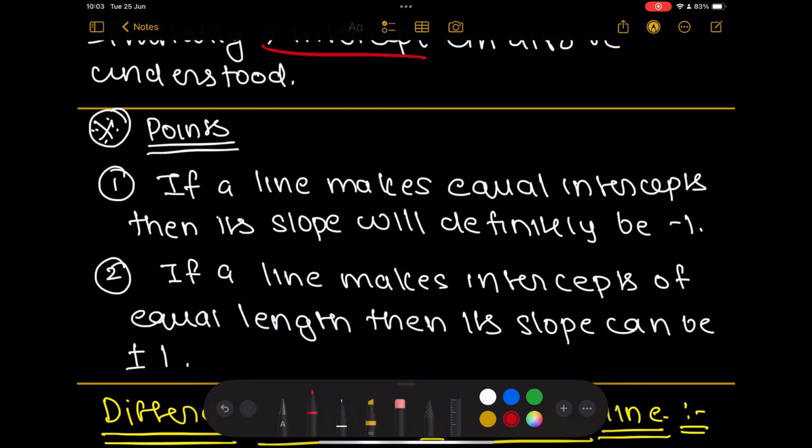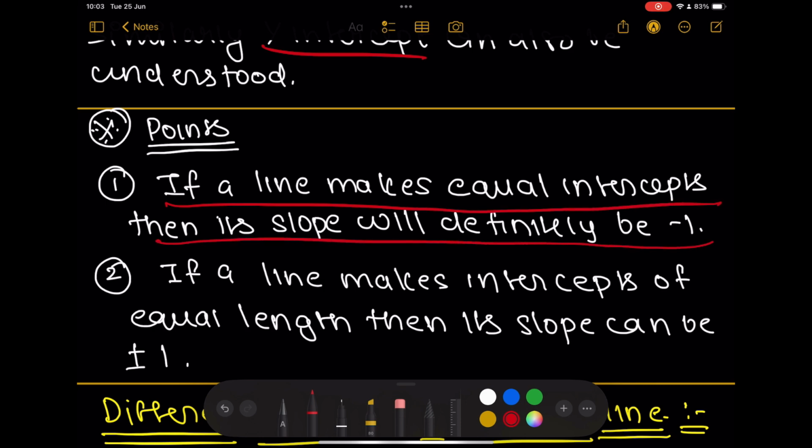Some important points. You see, if a line makes equal intercepts, then its slope will definitely be -1. Because if a line makes equal intercepts, the intercepts must also be of the same sign. Now you will be thinking, why can't it be 1? See, for example, let's assume slope is 1, this is 45 degrees and slope is 1. Now what is this? This is 1, 0. What is this point? -1, 0.